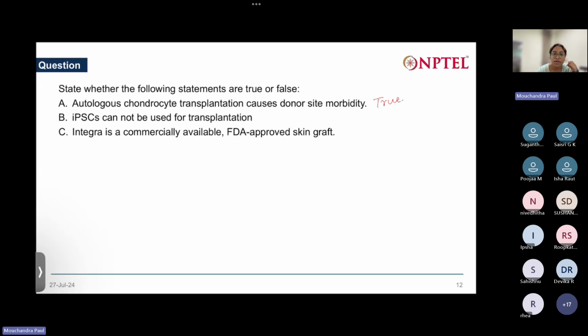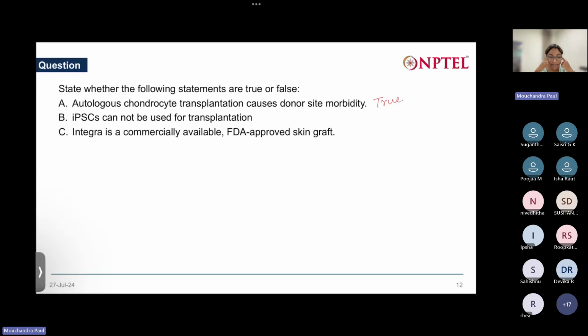But in doing so, it also causes pain at the site where it was not meant to. Means we're artificially creating a wound, that is called donor side morbidity. So this is called autologous chondrocyte transplantation. Now this is the second option we have. iPSCs cannot be used for transplantation. Do you guys think it's right or wrong?